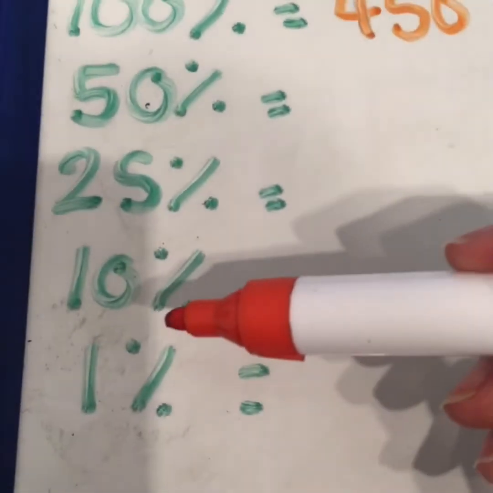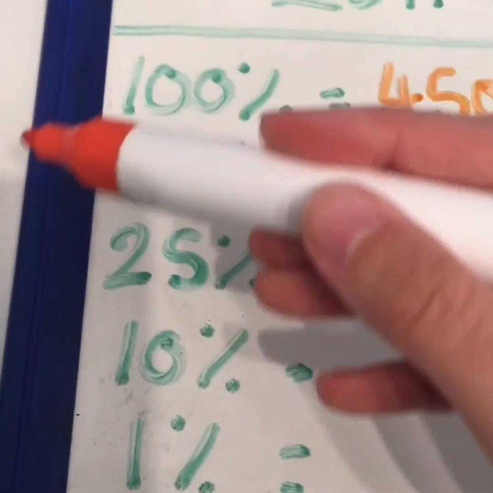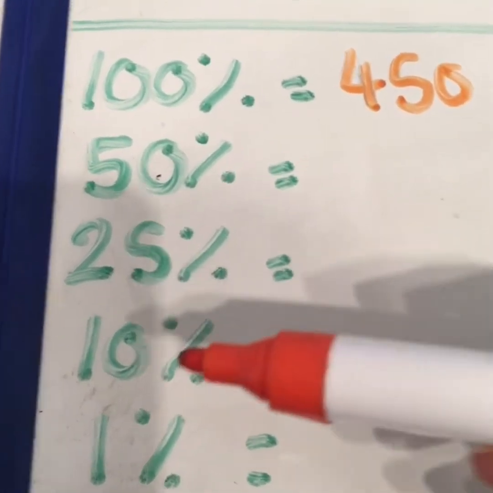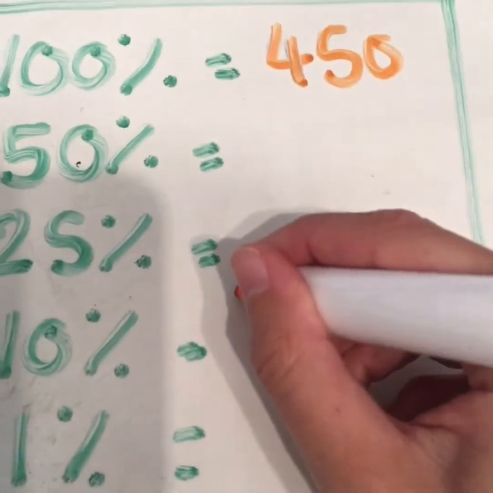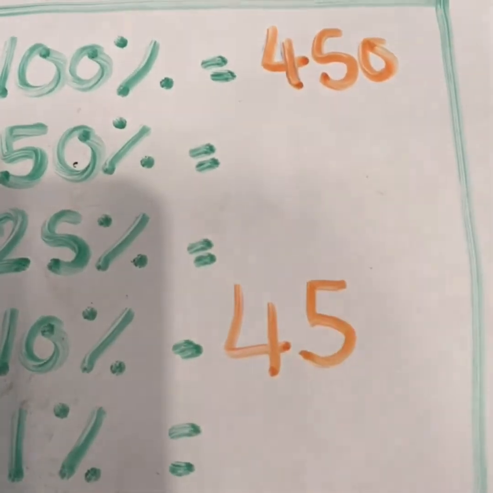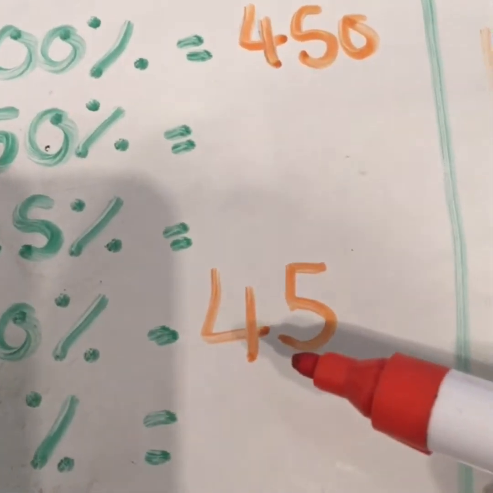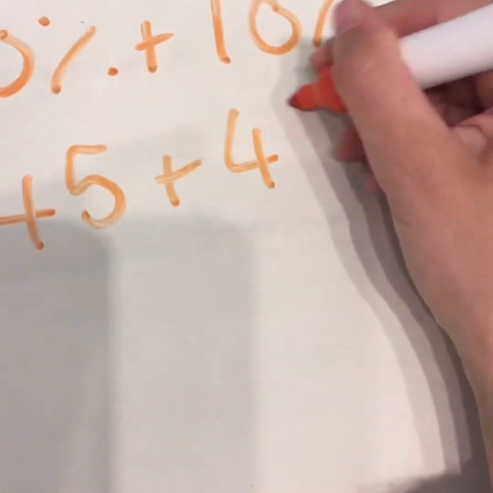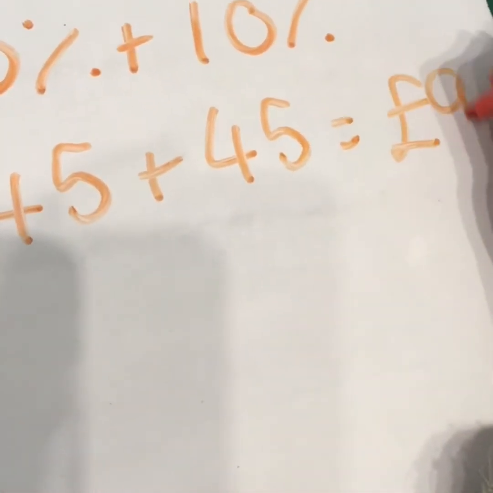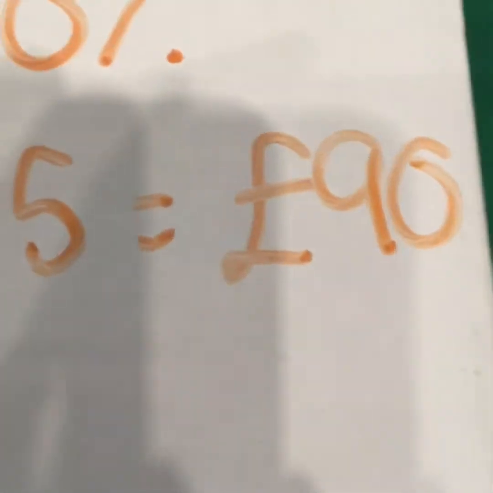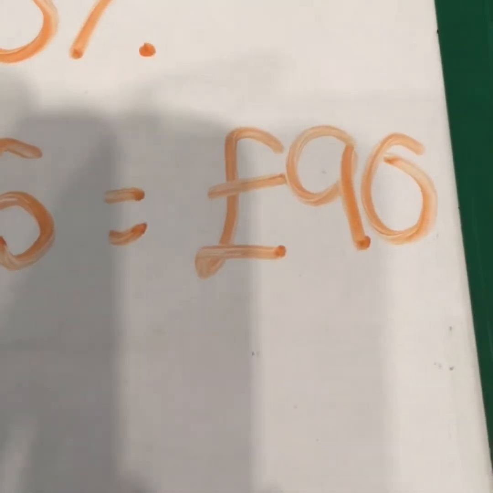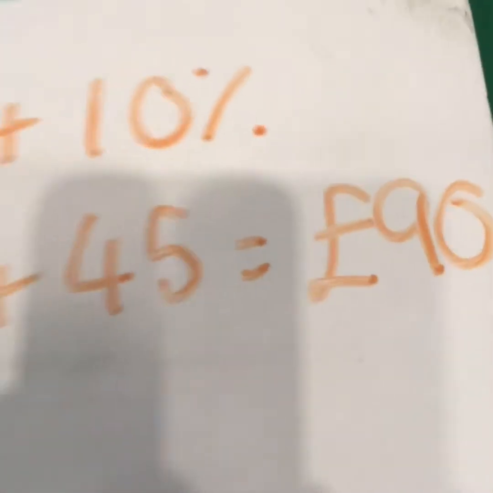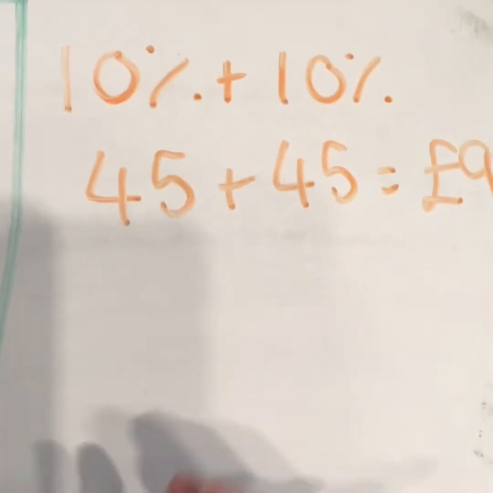So to work out 10%, what do I do to get from 100 to 10%? I divide by 10 because 10% is the same as a tenth. 450 divided by 10 is 45. So if 10% is £45, add another 10%, which is 45. So that equals £90. So is that the end of my question? Is that how much money she spent? Did she spend £90? Well, be careful. No, she didn't. That is just the discount.